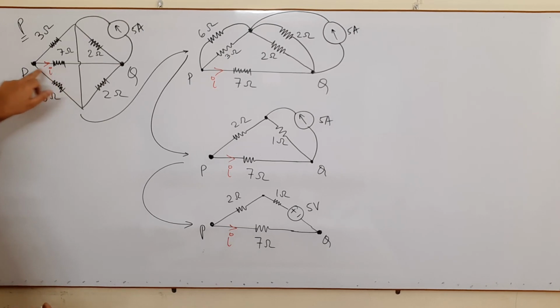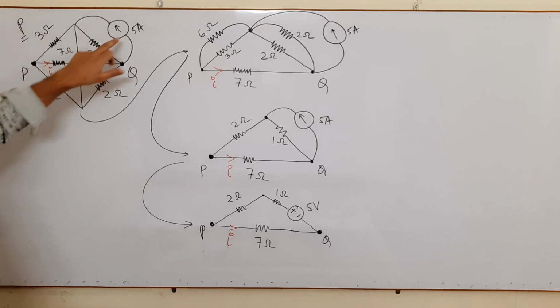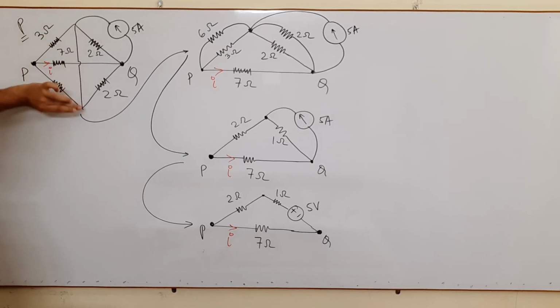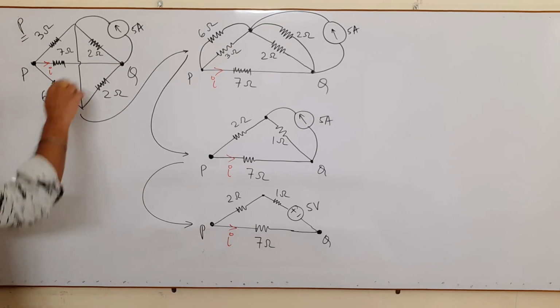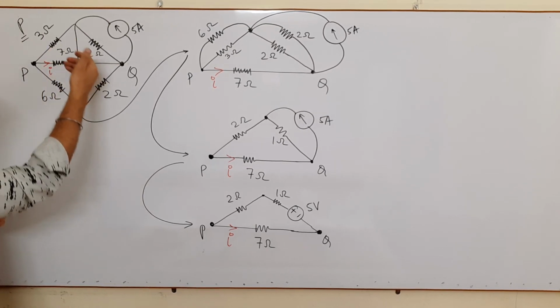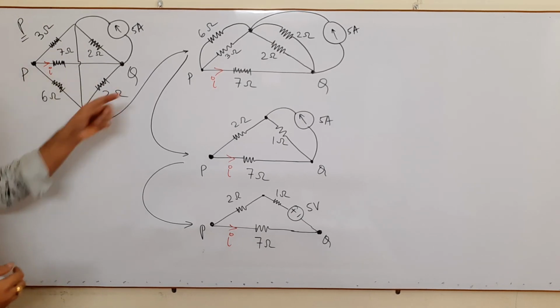So this is a 7 ohm resistance PQ. The current flowing between PQ is I, 6 ohm, 2 ohm, 3 ohm, 2 ohm, and this 5 ampere current source. Very important thing, this branch is not connected. It is a branch which is just above this branch. So that's why I have made this sign. This sign represents that it is not connected. It is just over and above the branch PQ.